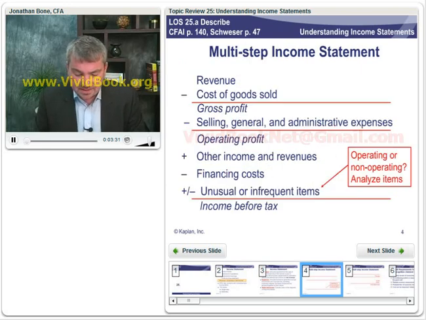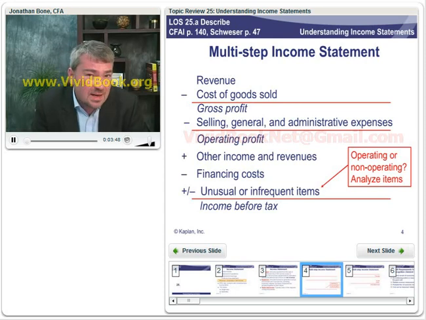So let's turn our attention to look at our multi-step income statement here. So the first line we'll see in our income statement is the sales figure, otherwise known as revenue or turnover. We then subtract the cost of goods sold, and of course the costs of goods sold include all of the costs of making those sales.